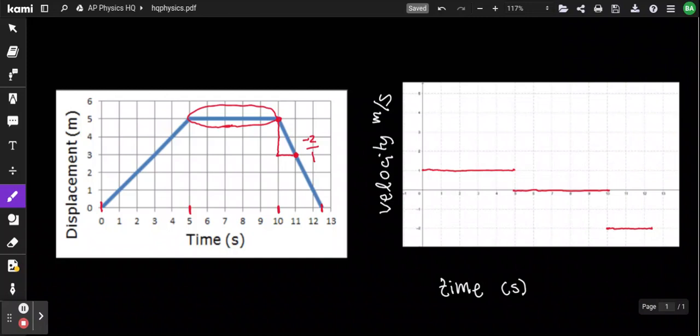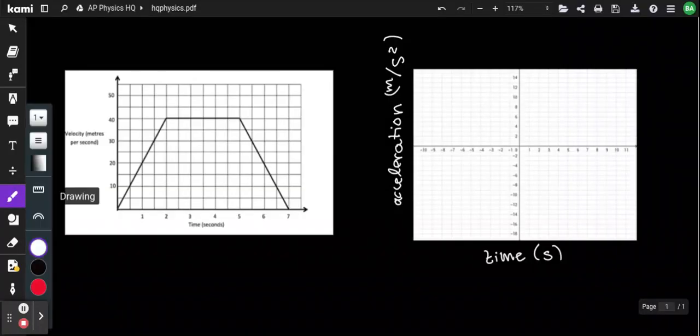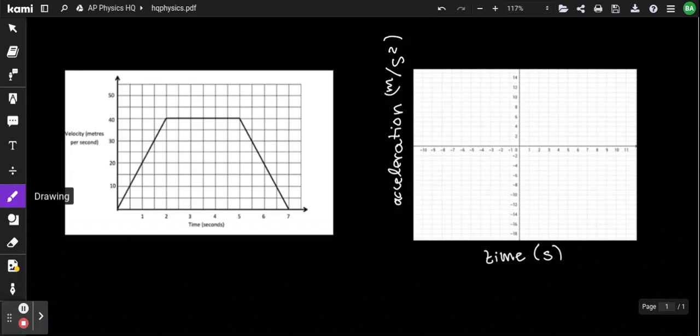So this is our velocity versus time graph for the same motion of the same object's displacement versus time graph. Okay, now what if we had a velocity graph of our object and we wanted to figure out the acceleration? Same thing, we would do the slope at every point, and once again, because our graph is linear, we don't have to use derivatives or calculus to figure this out.